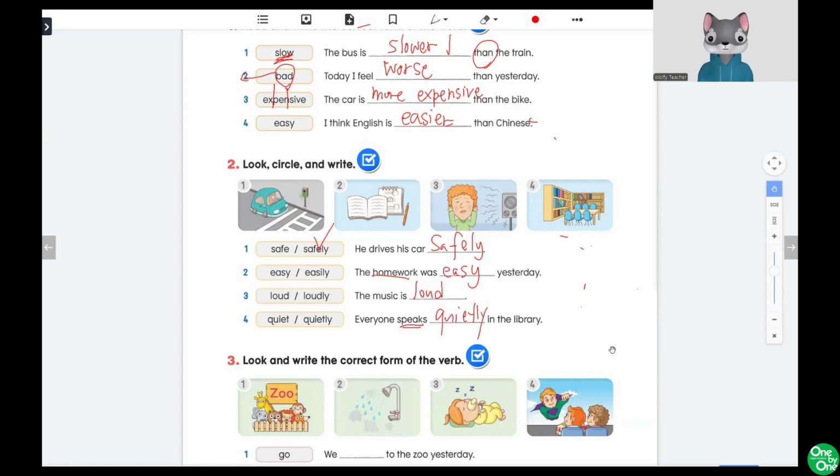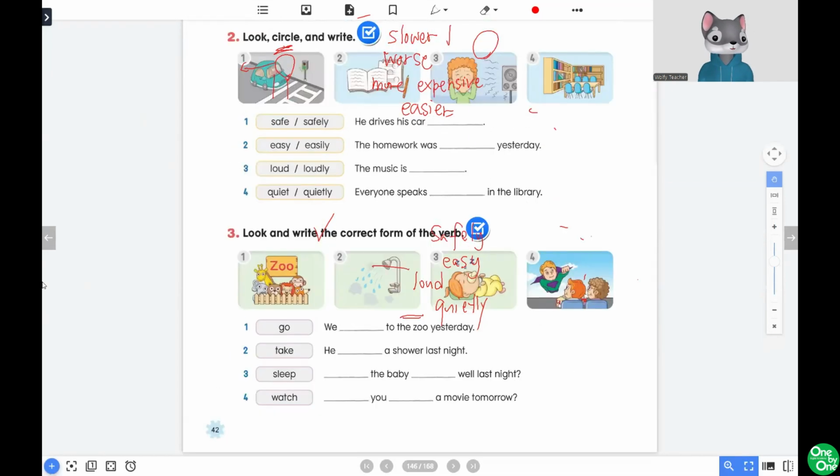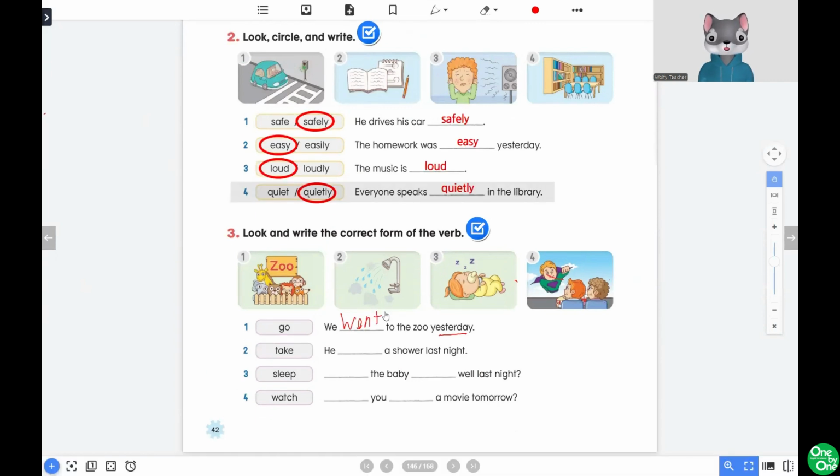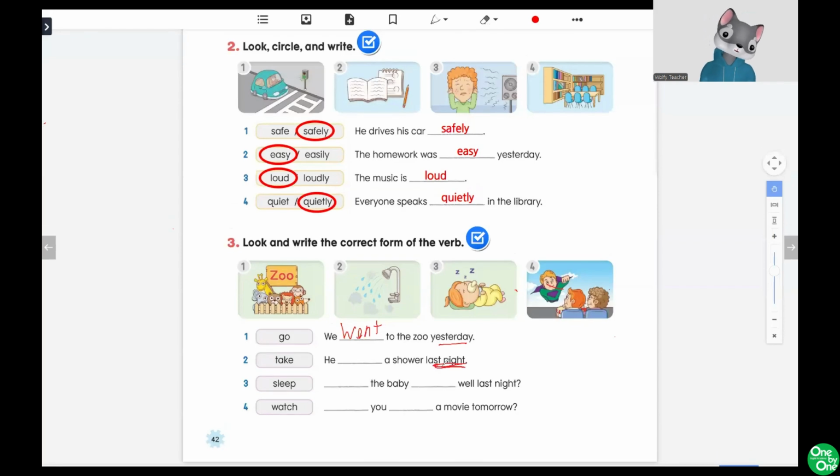Very good. Let's go to the next one. At the bottom. Now look and write the correct form of the verb. Let's carry on. We, what do we need to say? We, yesterday니까 we went to the zoo yesterday. Very good. Fantastic. Next one. Number 2. What is the answer? He, 과거 어제 last night니까 우리 어떤 거 써야 돼요? He take past tense. He took a shower last night.